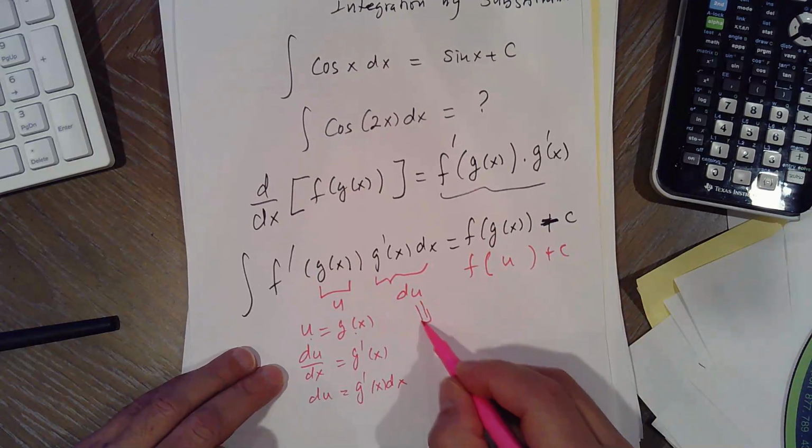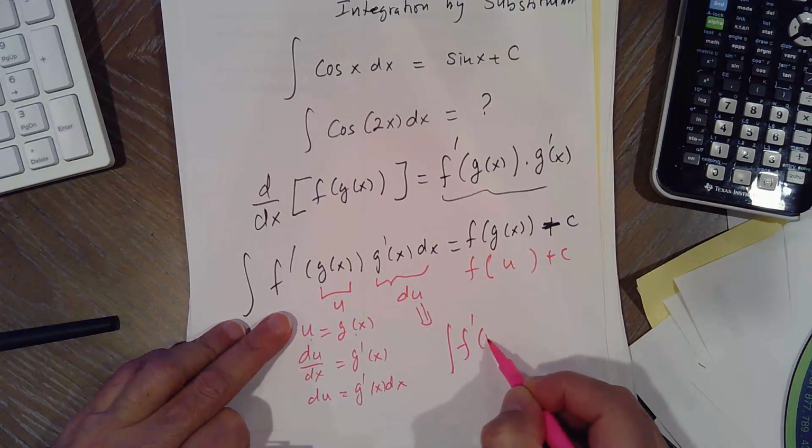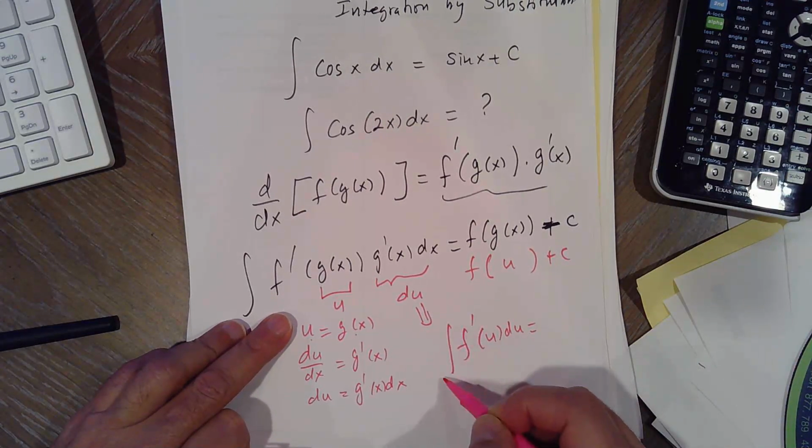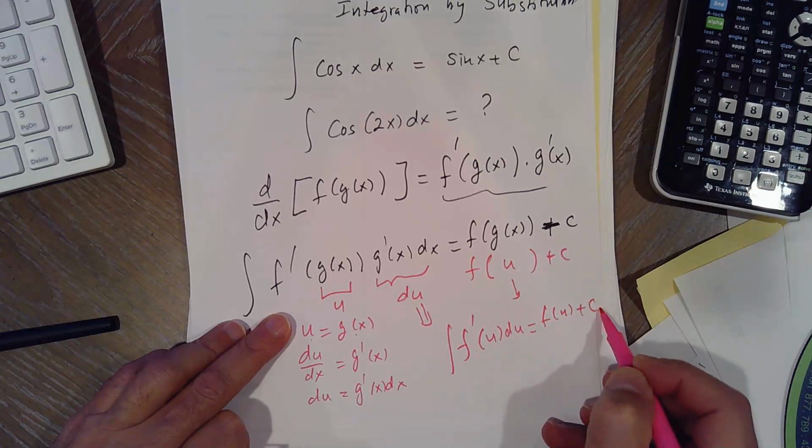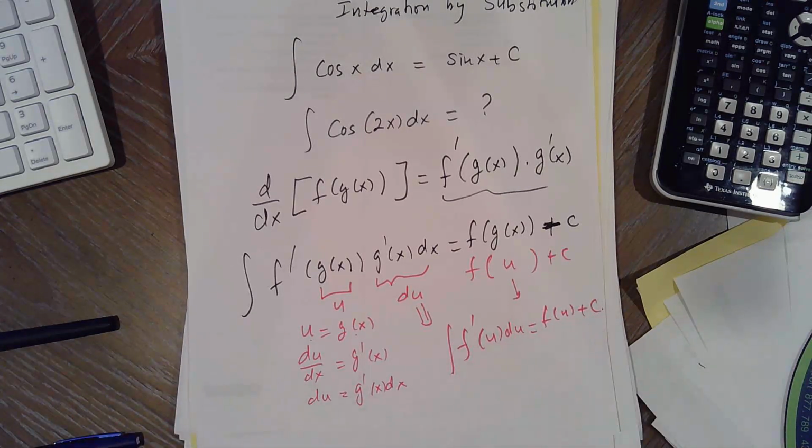So look what you have. You have the integral of f prime of u du, the antiderivative of the derivative, and it's going to give you the original function plus c. That's basically the U substitution rule.